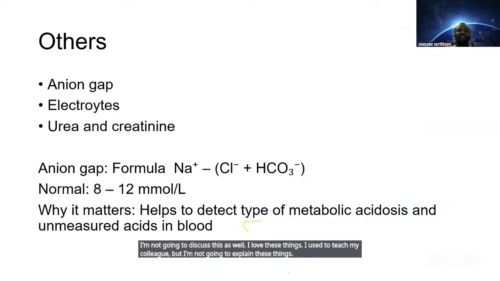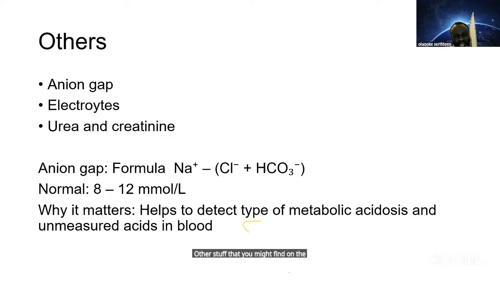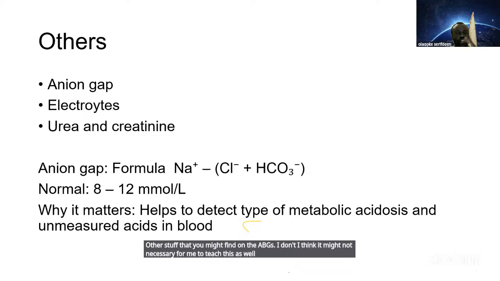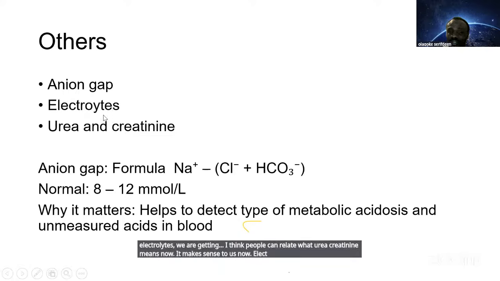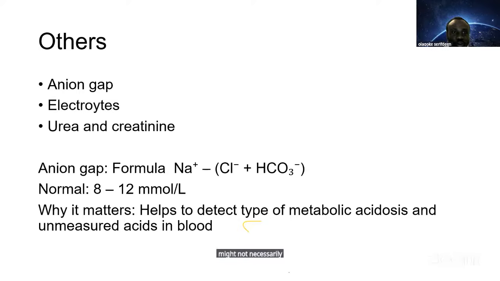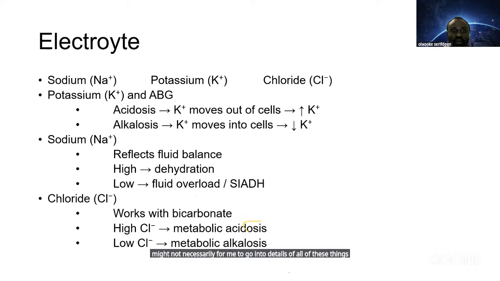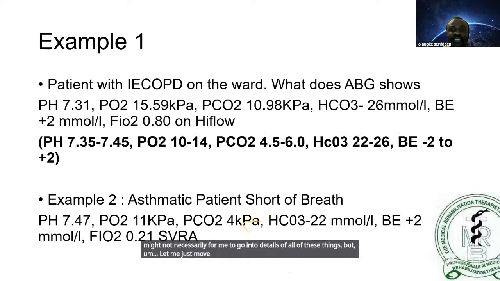Other stuff that you might find on the ABGs. It might not be necessary for me to teach this as well, but just know there are other things you can find. You can find anion gap, electrolytes, urea, creatinine. I think people can relate to what urea and creatinine mean now. Electrolytes, I have explained sodium, potassium. I have mentioned what chloride means today as well, and the interaction of chloride and bicarb. It might not be necessary to go into detail on all of these, but let me just move forward to let's have clinical.